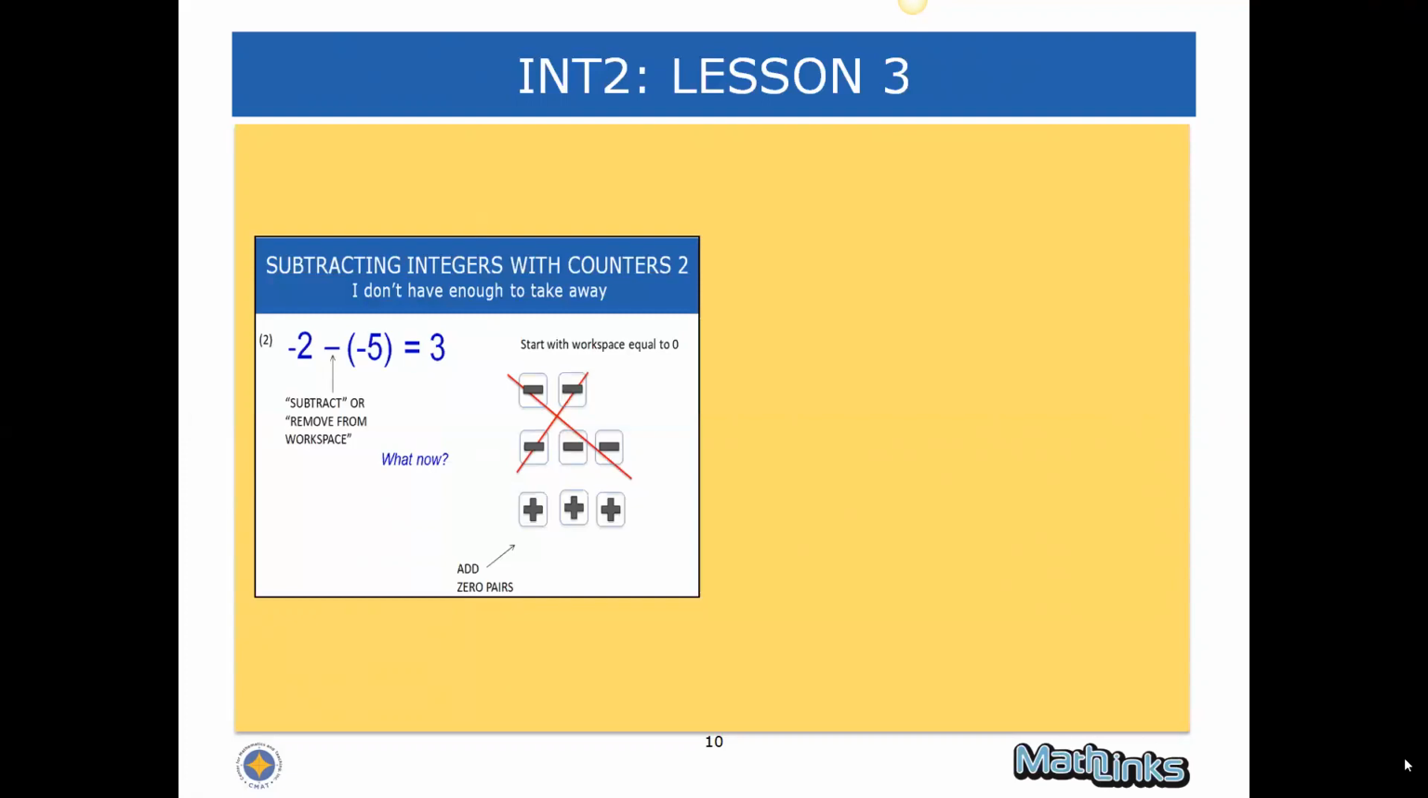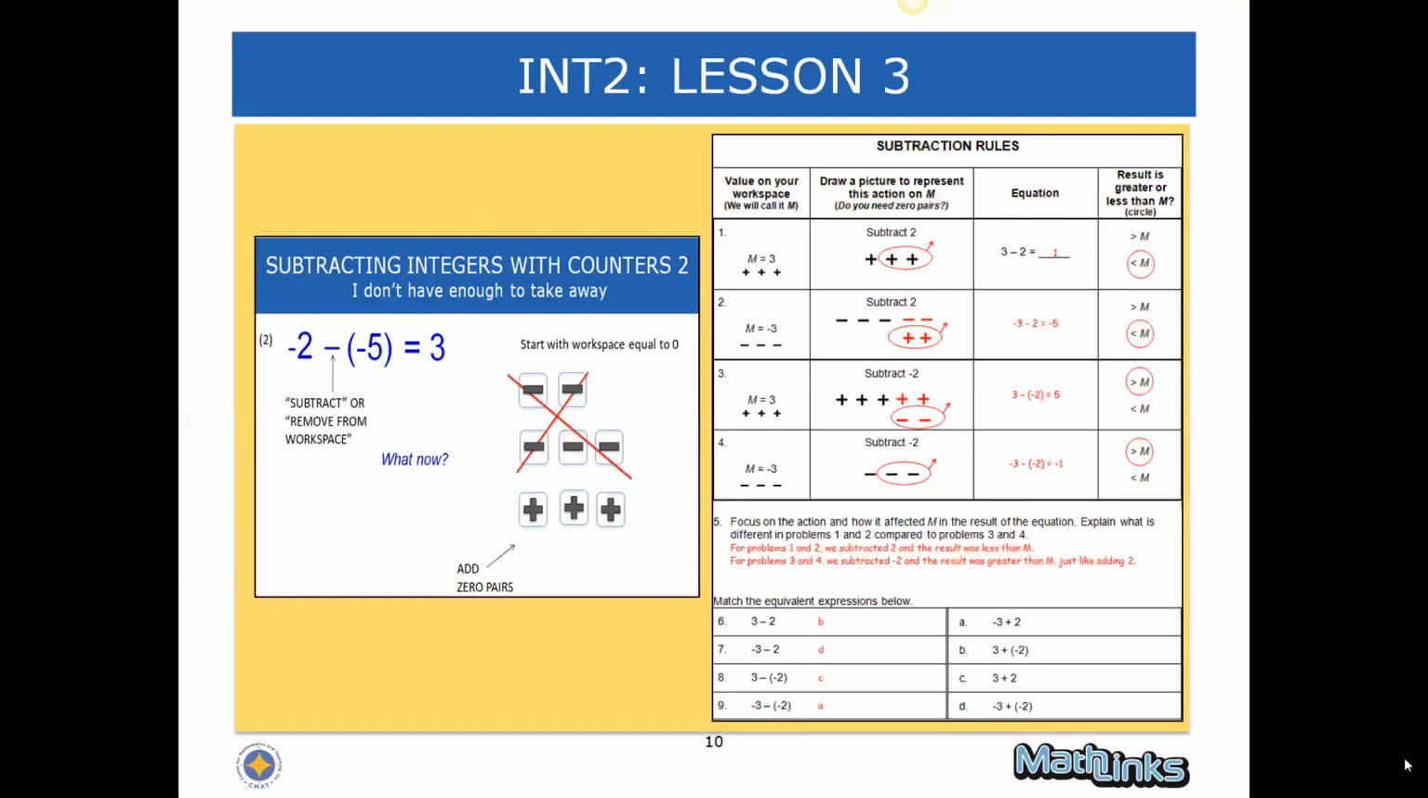In Lesson 3, students use counters to subtract integers and generate subtraction rules.